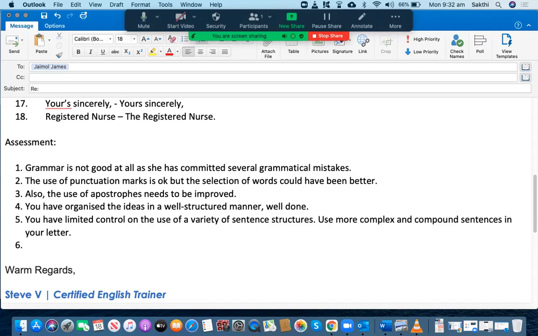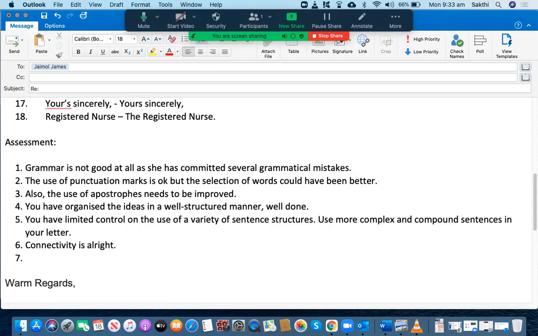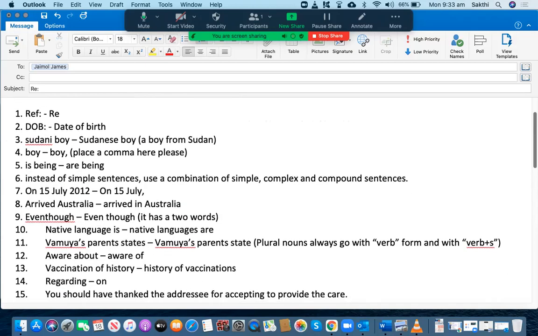All right. Okay. Connectivity is all right. It's not that bad. Sorry, I have used the capital letters. So connectivity is all right. It's not that bad. And what else? Yes, okay. Overall task fulfillment is also fine. So that's okay as well. But let's go through the kinds of mistakes she has mentioned.